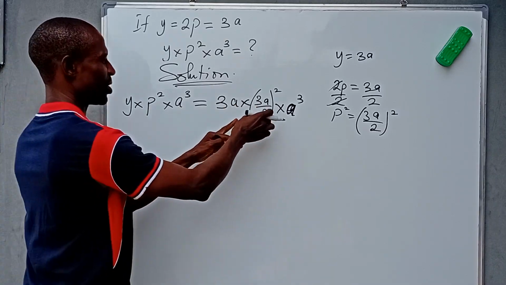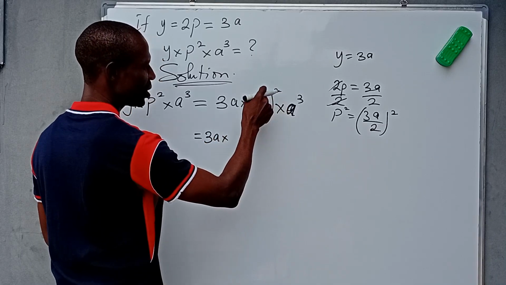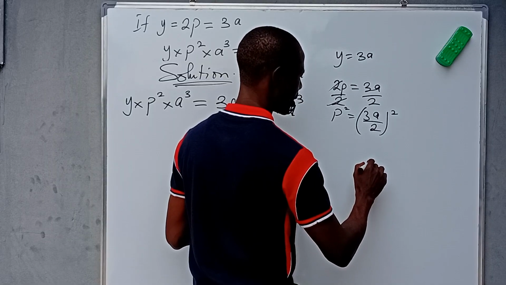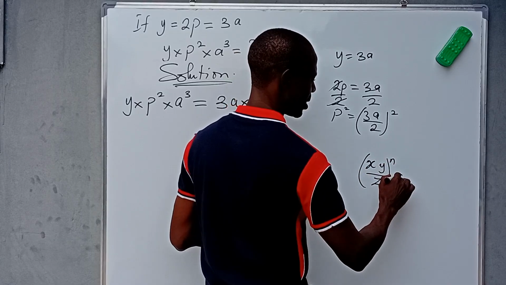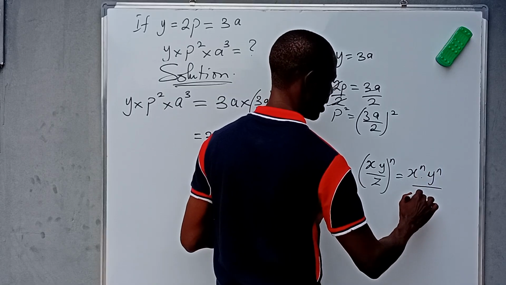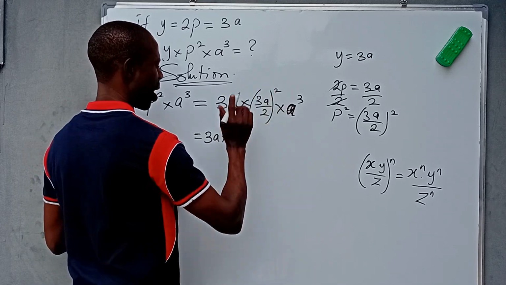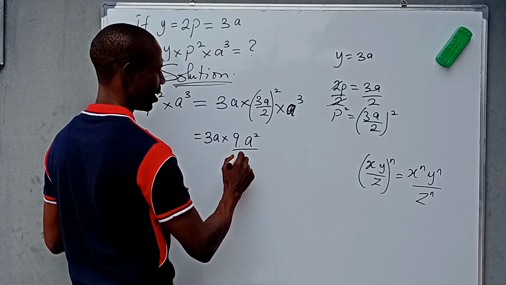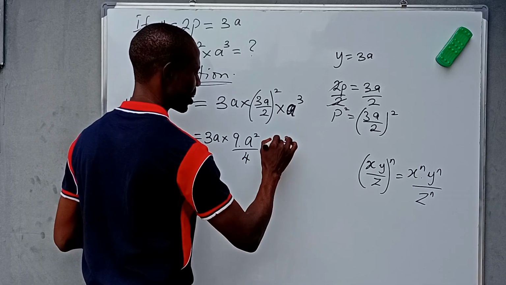Let's open up this quantity. So this is going to give me 3a times, we use this to affect everything in here. Remember the law which says that if you have, let's say, x y all over z, all raised to the power of n, this is equal to x to the power of n times y to the power of n all over z to the power of n. So I'm going to do the same thing here. So 3 to the power of 2 will give us 9 times a to the power of 2 all over 4, because this is going to give us 2 to the power of 2. Then times a to the power of 3.